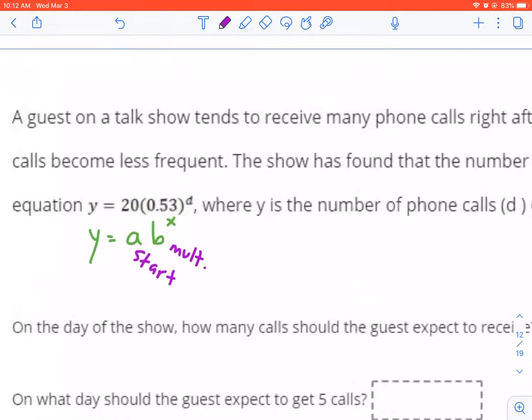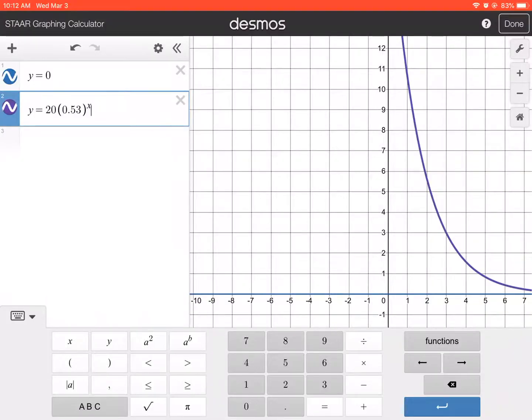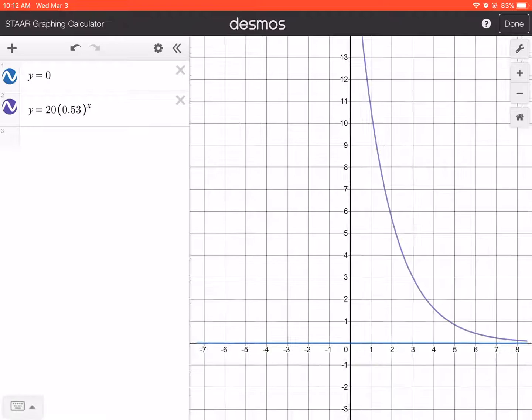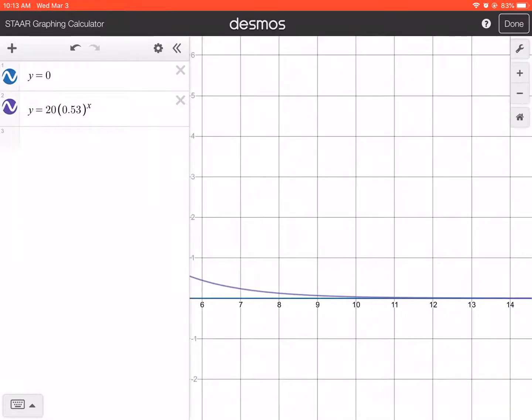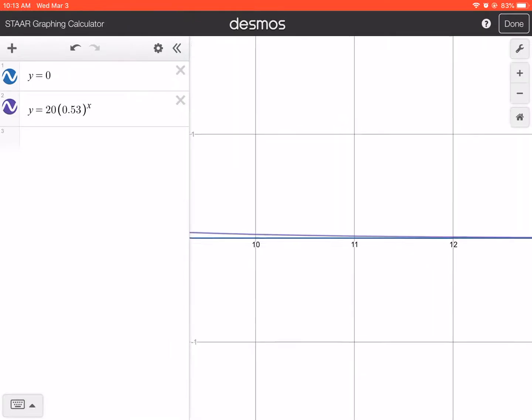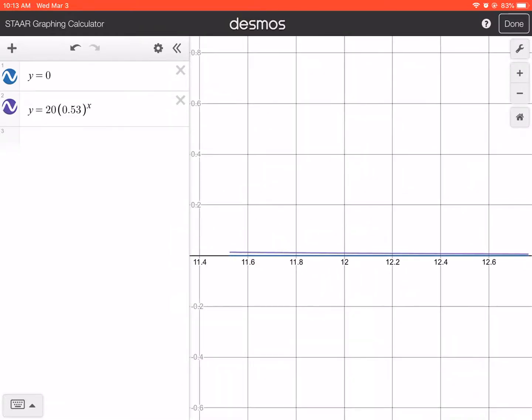All right, so this one doesn't have very friendly numbers right here. Our multiplier is not very easy to do. So we can actually go and type that into Desmos. And I've done that already. You guys should be typing it in as well. And we can change our zoom so that we can see that our beginning value at time 0, on the day that the show appears, that's where our stopwatch begins. We have that 20. We can also see down here that our graph looks like it's touching the x-axis, but as we zoom in, we see that it's actually not touching, because we have our asymptote.